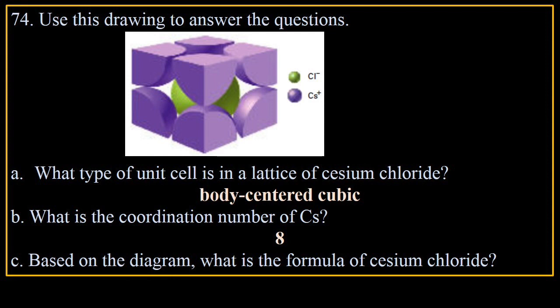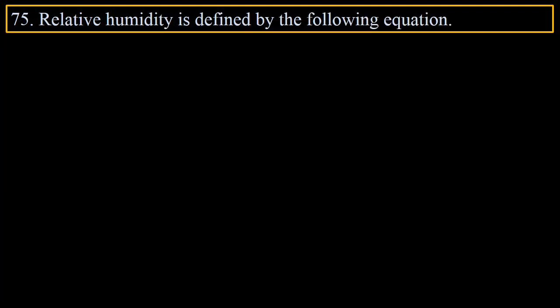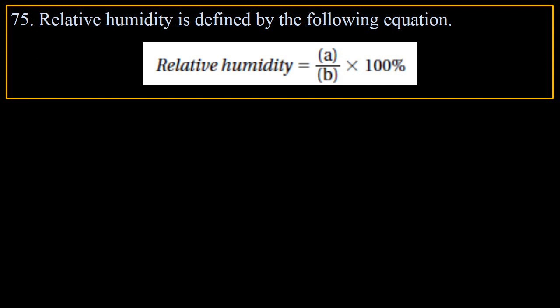Based on the diagram, what is the formula of cesium chloride? It's going to be CsCl. 1 Cl minus ion and 8 times 1/8 cesiums. So 8 times 1/8 is 1. So CsCl. Relative humidity is defined by the following equation. That's relative humidity.